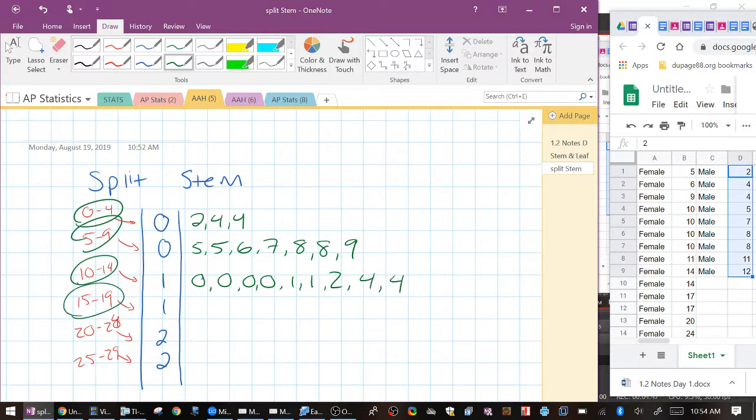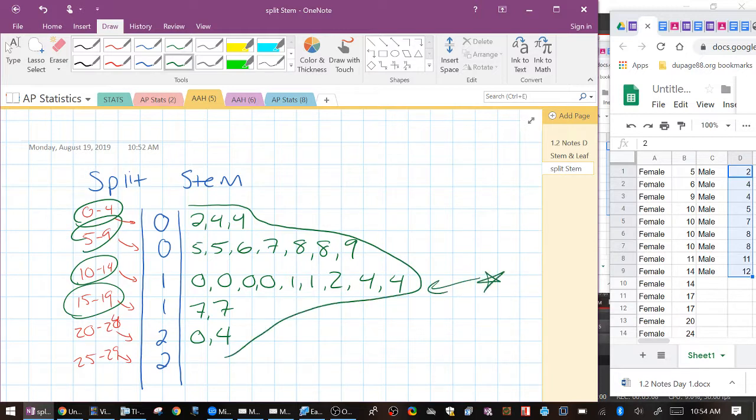Okay, 15 through 19, I've just got 2 17s there, so just a 7 and a 7. And I got a 20 here and a 24 here. Okay, so if you notice when you split it up, you get a little bit better of an idea of what the data is doing, like where the bulk of our data is.